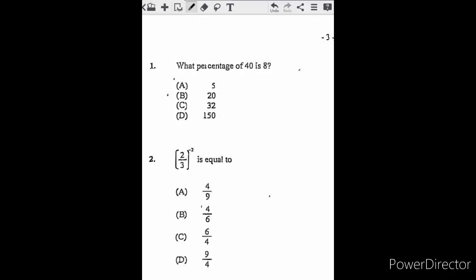Question 1. What percentage of 40 is 8? We know that 150 will be way too large for us to have 8 as the answer. And A, which is 5, is way too small. So our options are B and C.